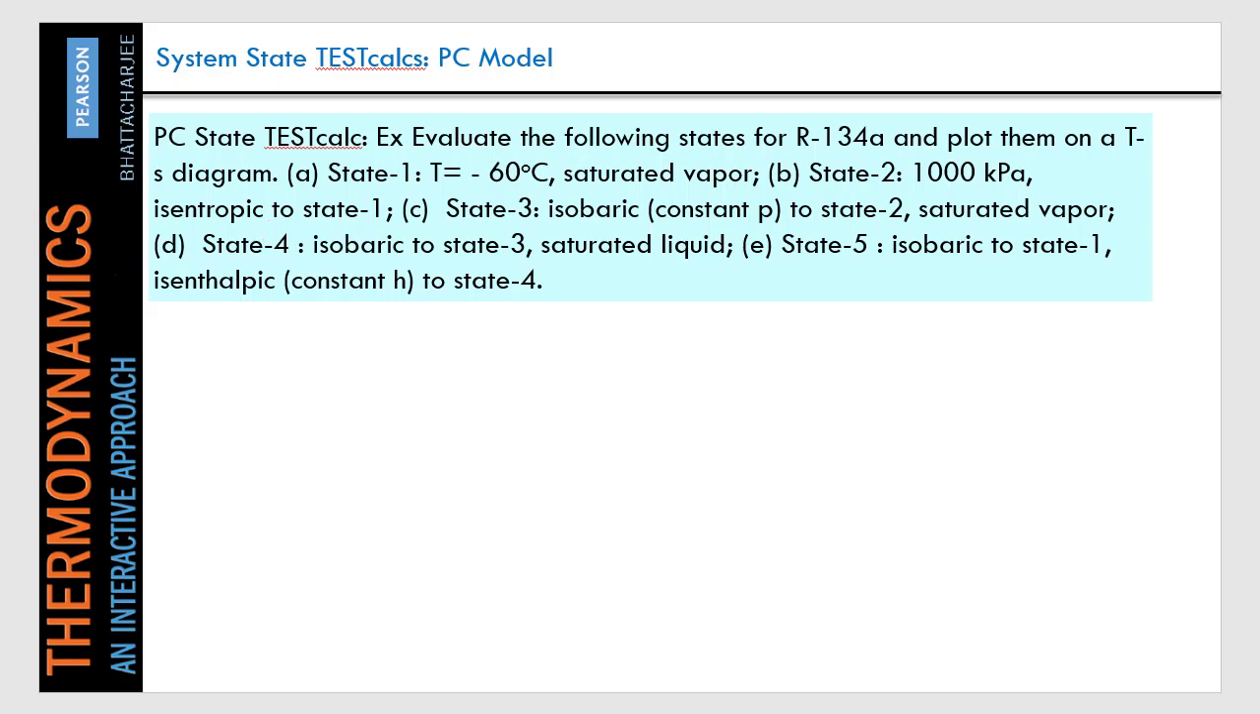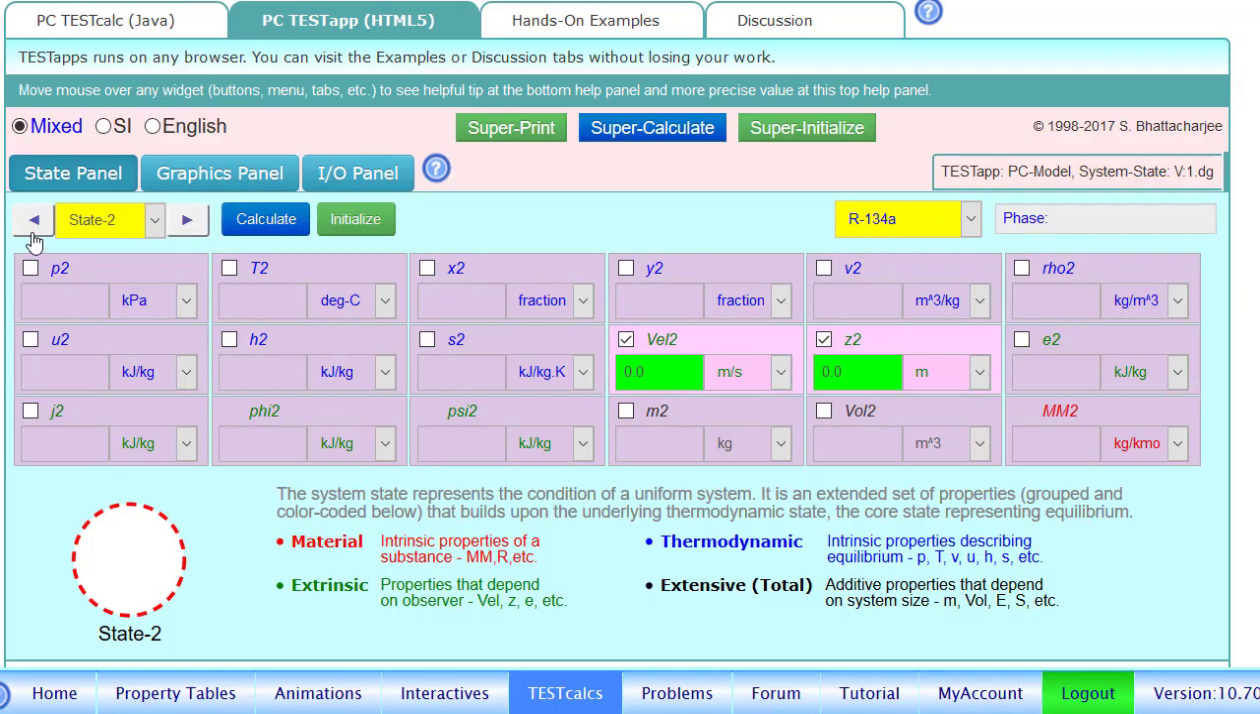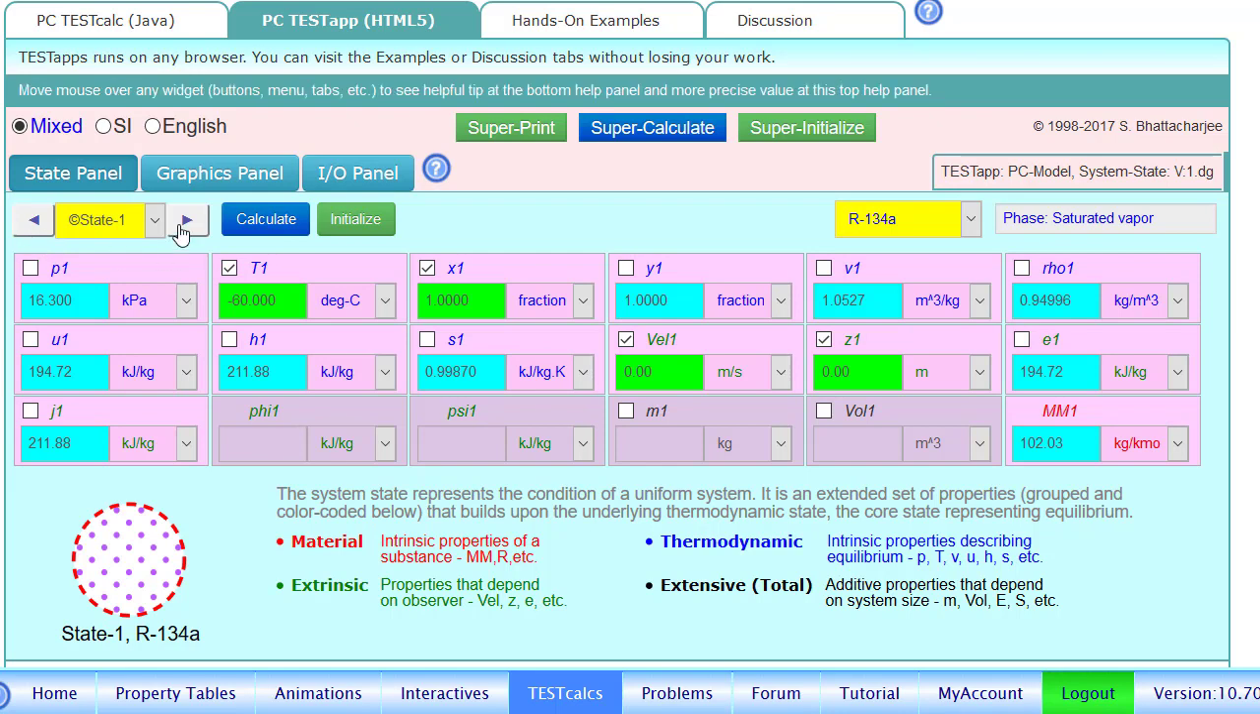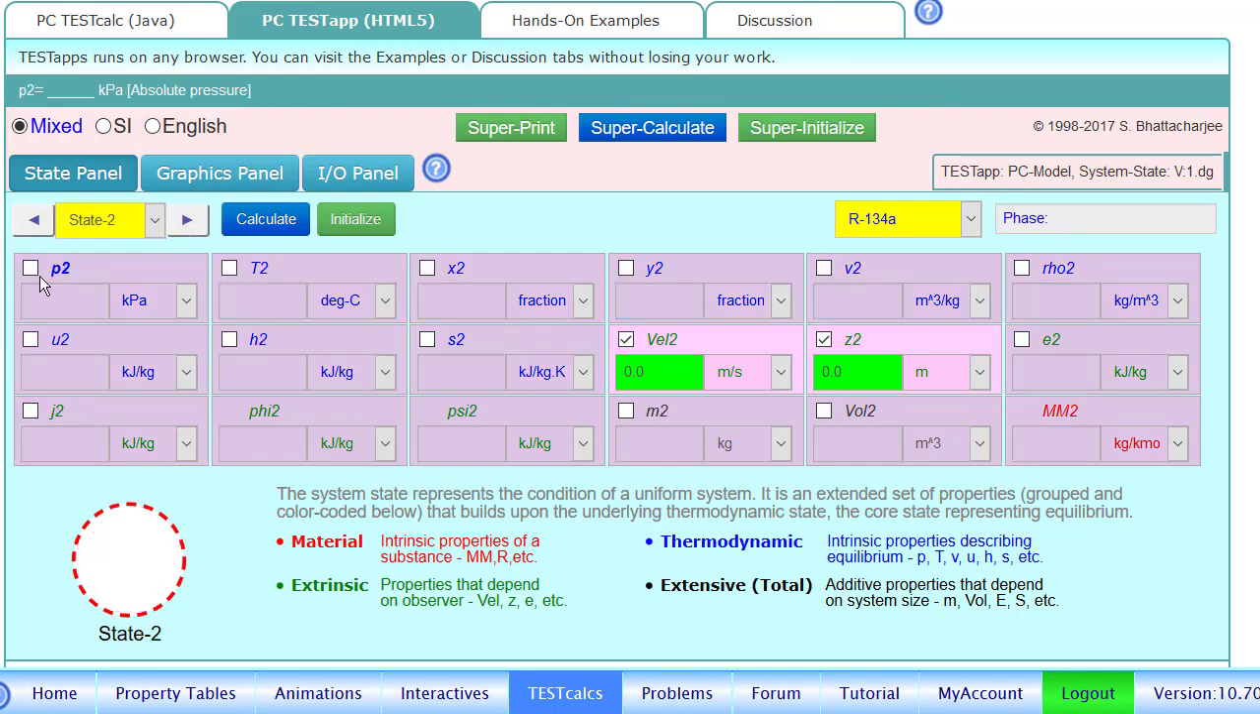So we go back to TEST. We switch from state 1 to state 2 up in the left corner. We know that P2 equals 1000 kPa and that S2 equals S1 because it's isentropic. And again, we have two thermodynamic properties, so we can calculate the rest of them.